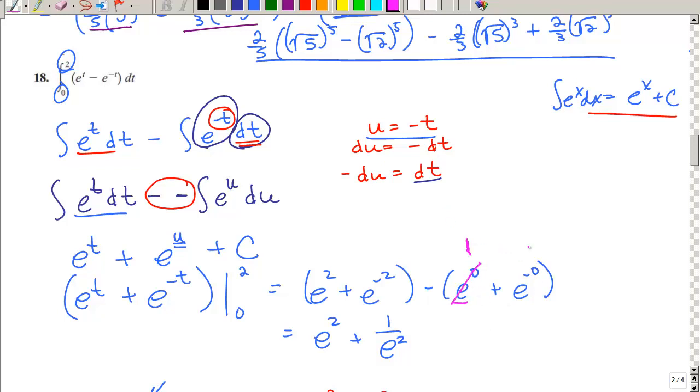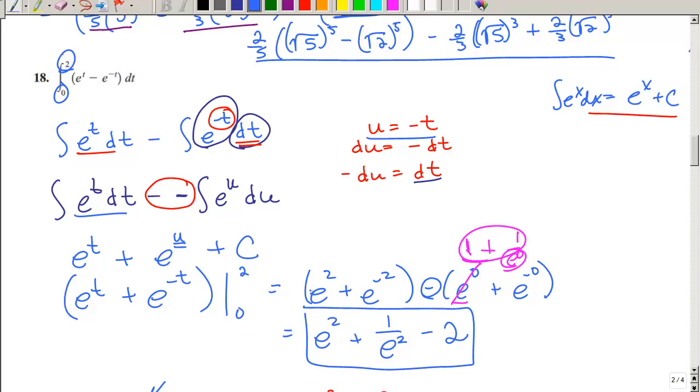Not a limit, that's just what it equals. And this is 1 over e to the 0, so that's 1 over 1, which is 1. So what we have, that's 2, and then we have this minus sign, so that's minus 2. And that should be your final answer.